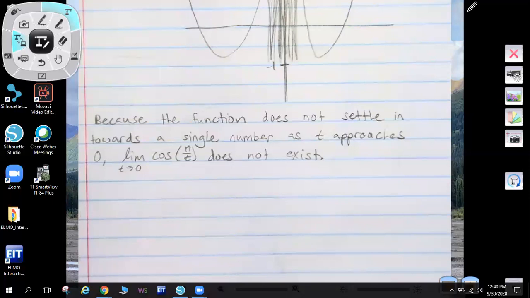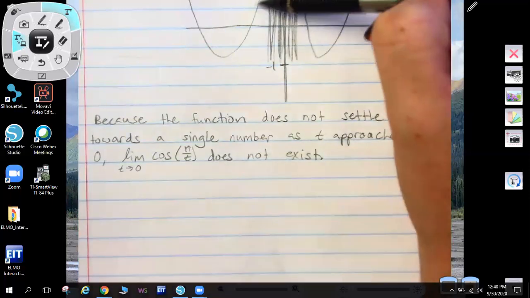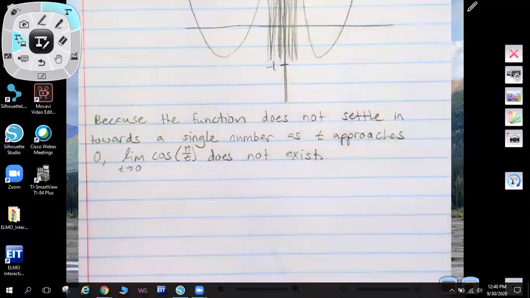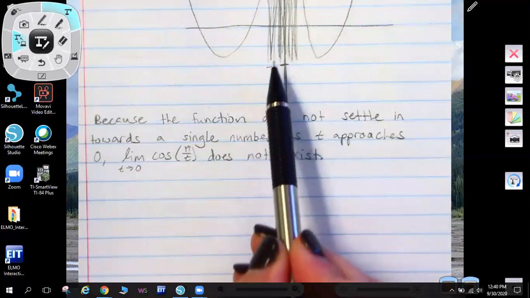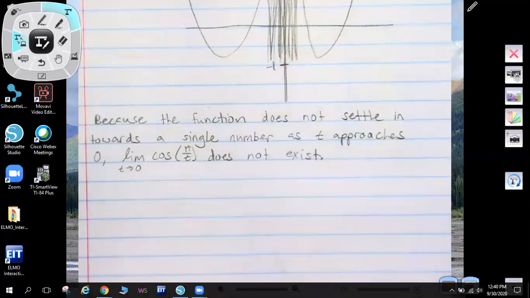Okay, does everyone understand why the limit doesn't exist? The function has to settle in nicely towards a single point, just like our first few examples did. We could look at the graph and see that the function clearly approached a certain number as x approached 2 or whatever it was. That doesn't happen in this graph, so the limit doesn't exist at t equals 0.